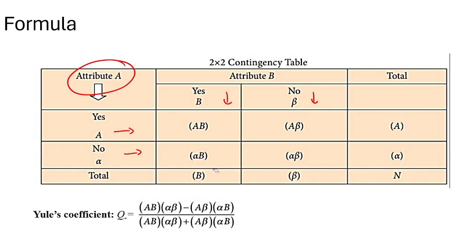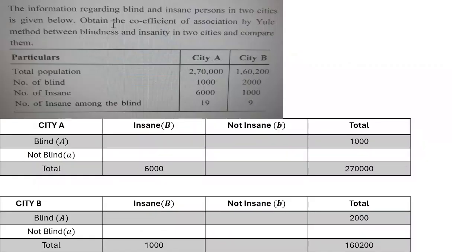And Yule's formula is also simple. After creating and filling this table, we just have to cross multiply. It is capital AB into alpha beta, and over here the second would be A beta into alpha B. We just have to cross multiply. In the numerator we have a minus sign, in the denominator we have a plus sign. Let us just understand this table and the formula with a good example.